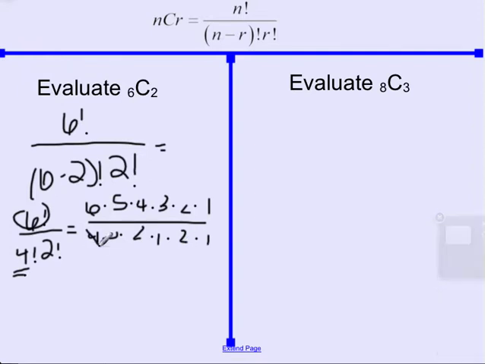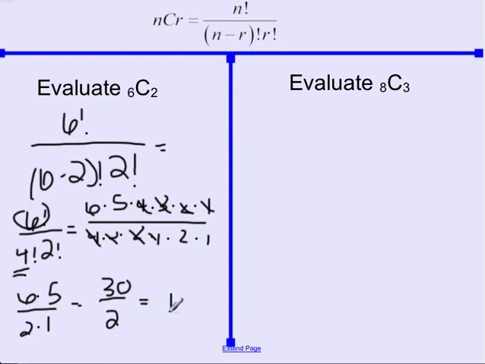Okay, so what I want to do is cancel out the most possible. So what I ended up doing was canceling out the largest factorial on the bottom, which was 4 factorial. So left on top, I have 6 times 5 divided by 2 times 1. I like to simplify that out. 6 times 5 is 30, and 2 times 1 is 2. 30 divided by 2 is 15.